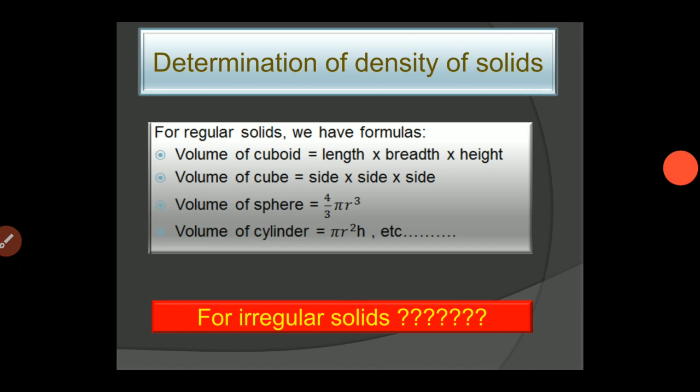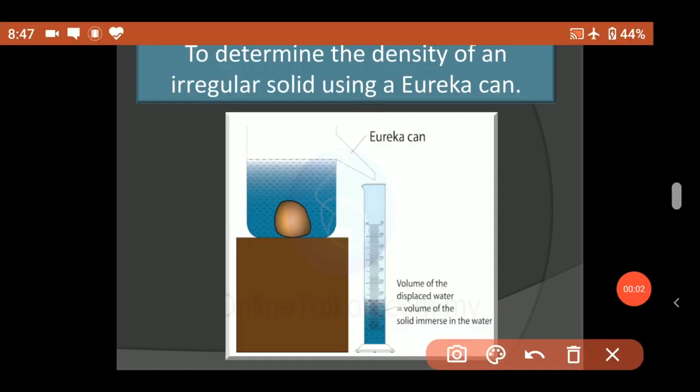Now what about irregular solids? How do we find the density of irregular solids? Because they don't have any shape, to find their volume is difficult. To find the density of an irregular solid, we are going to use a Eureka can. You can see this is a Eureka can. It has a spout over here.